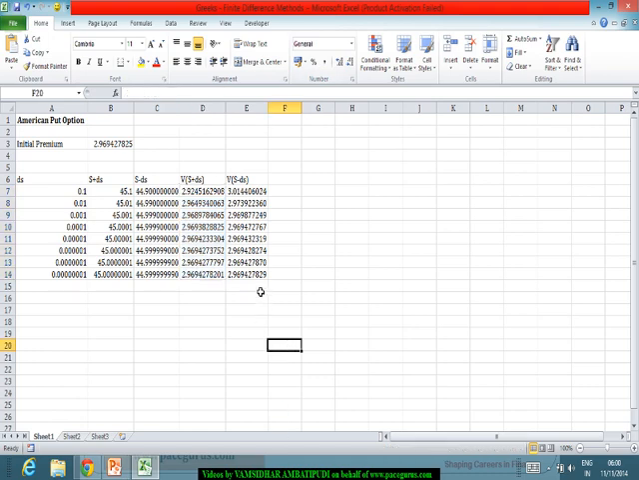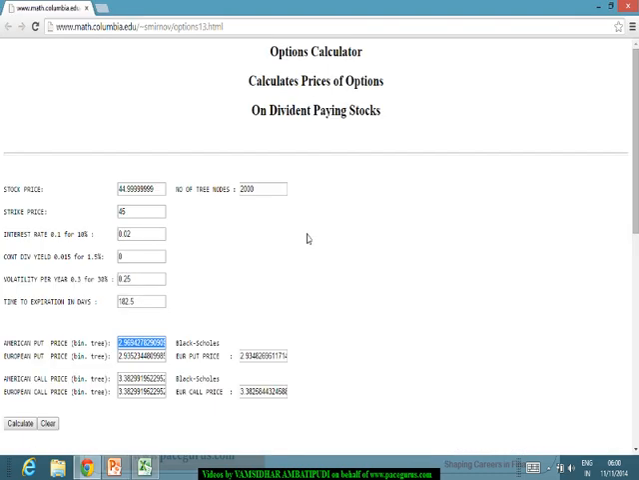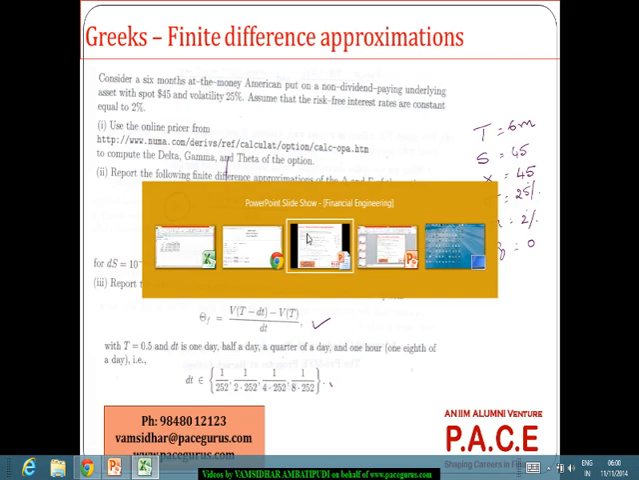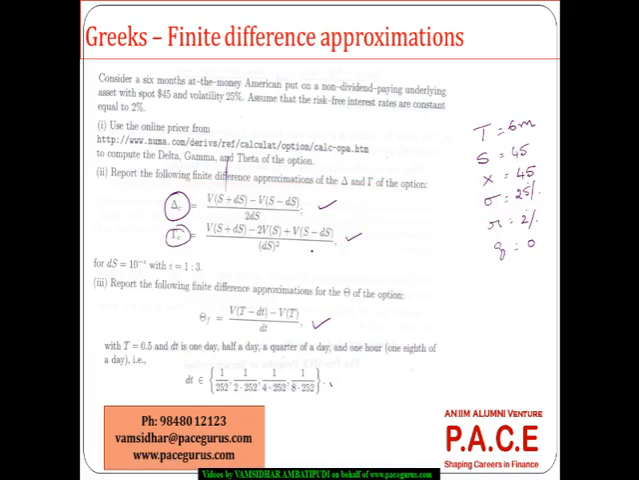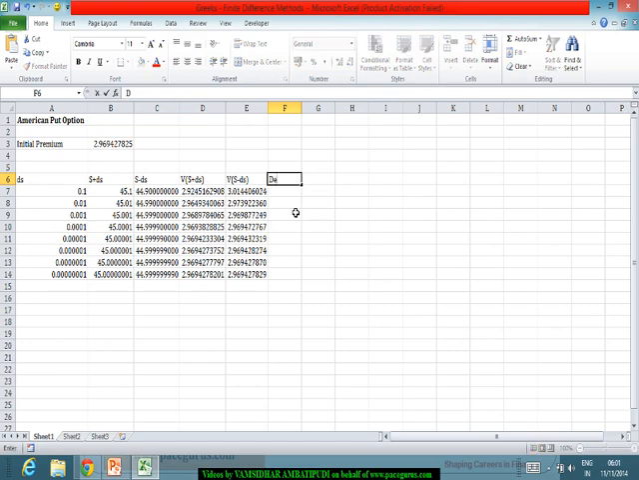Right? Now, what I need to find out from this exercise, now that I have computed these things, now I am in a very decent position to find out my delta. In each of the cases, V of S plus DS minus V of S minus DS divided by 2DS. So here I can very well present my delta in all these cases. V of S plus DS minus V of S minus DS divided by twice the DS.